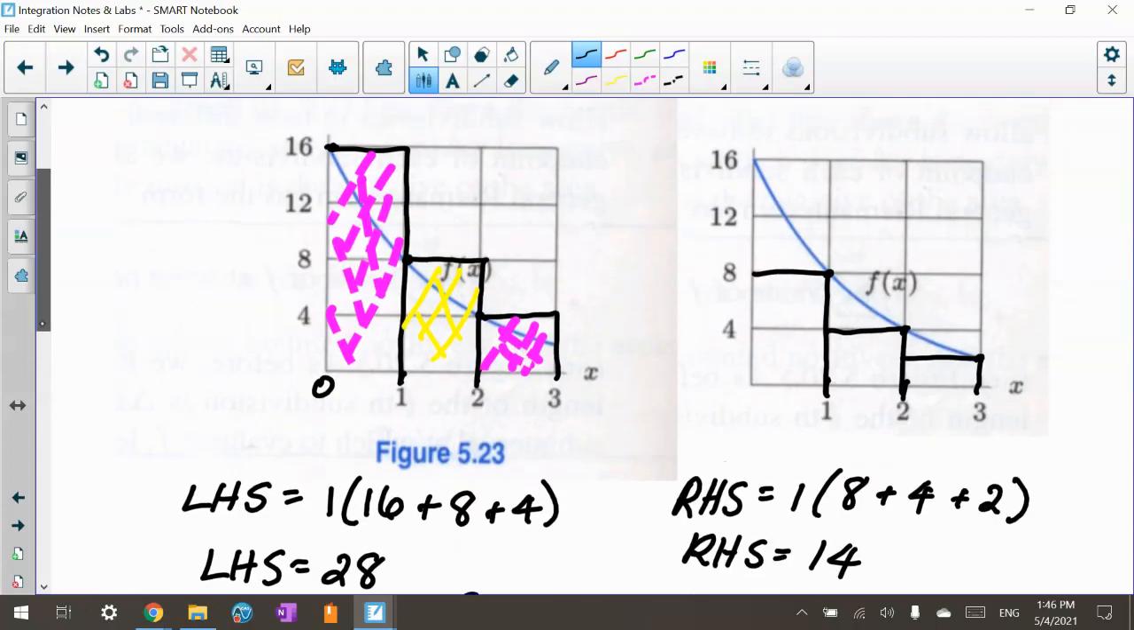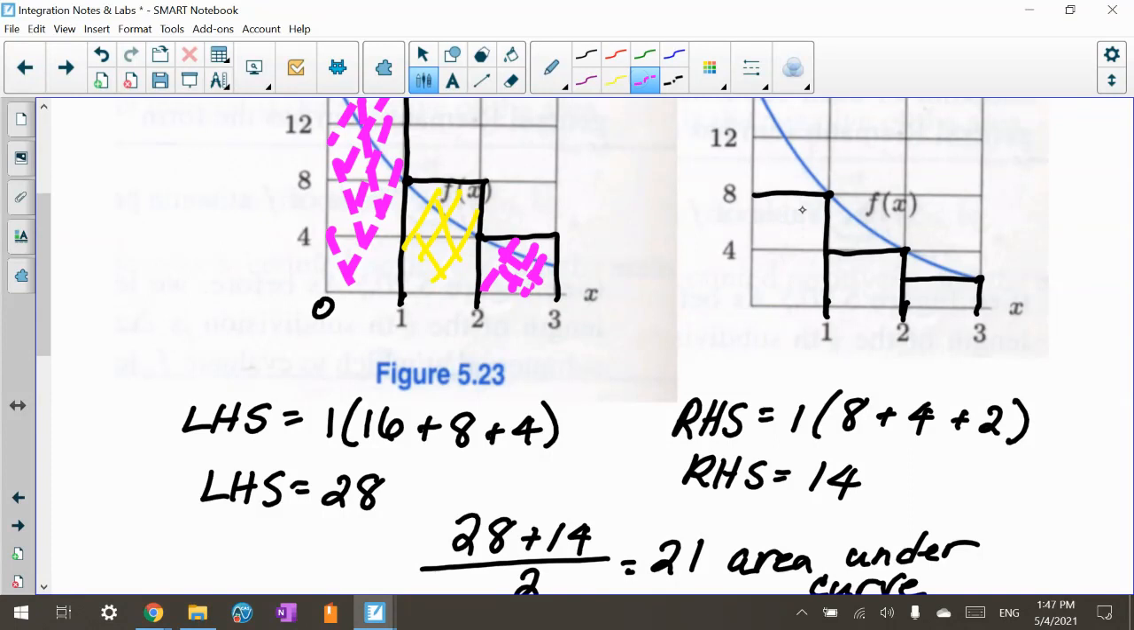So I hope this helps. We're going to practice more of this in class. And I just wanted to show you that you can actually find an area of the curve using the sum of the rectangles. And that's why I did that. So I hope that helps.